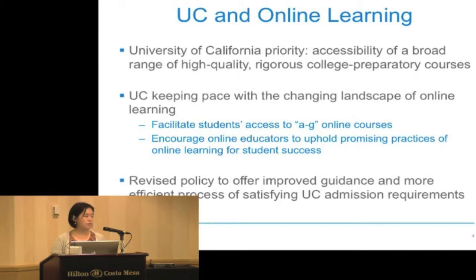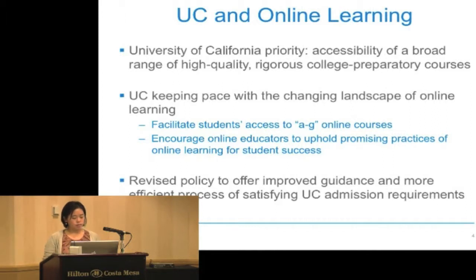But as we all know, times are changing and the landscape of learning is also changing. Online education has in fact changed tremendously since 2006, which was when the policy was initially developed. Since then, we've seen a large increase in not just the quantity of online courses, but probably more importantly, the quality of online courses, to the point where we're seeing more and more students completing part of their high school education through online means, whether that's partially online or fully online.